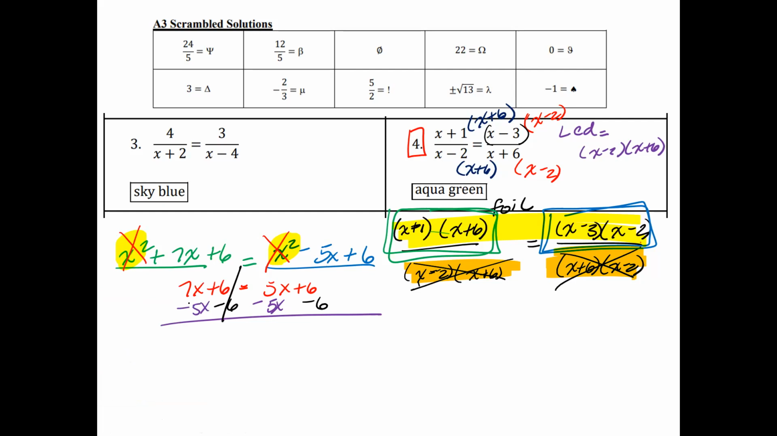So then that part cancels. 7 minus 5 is a 2x. That cancels. 0. Divided by 2 on both sides. What's 0 divided by 2?